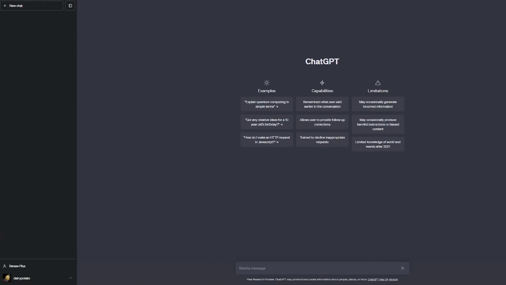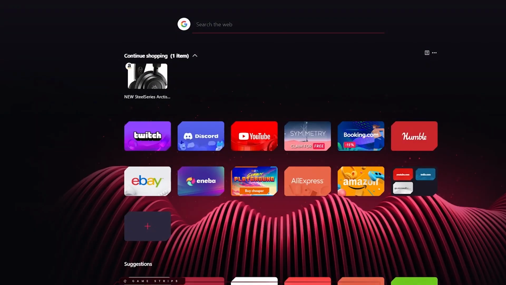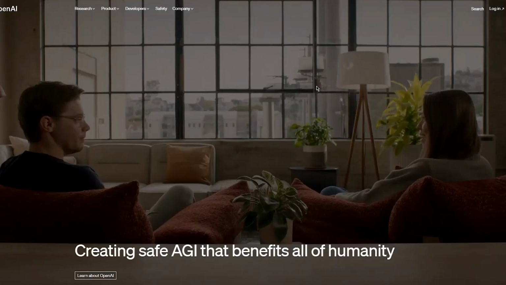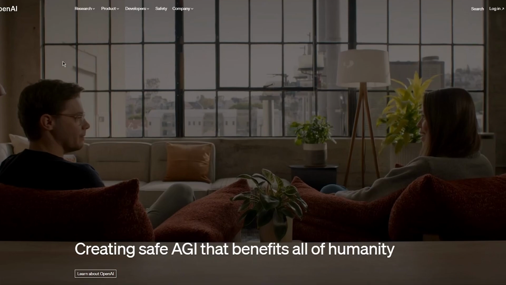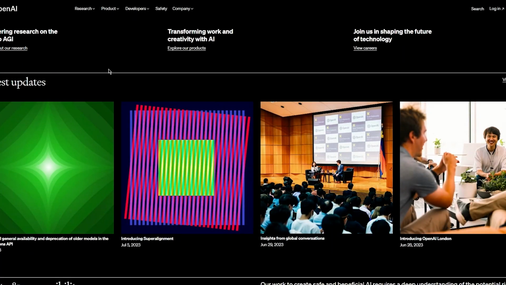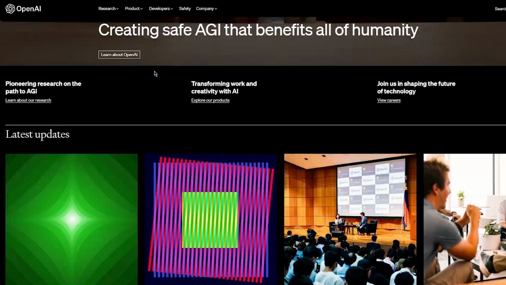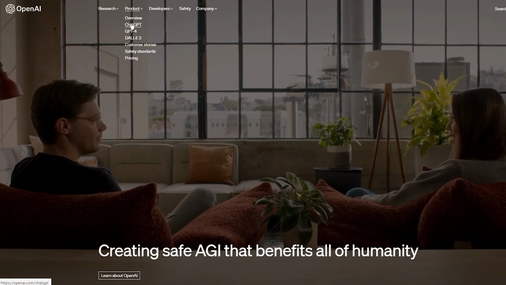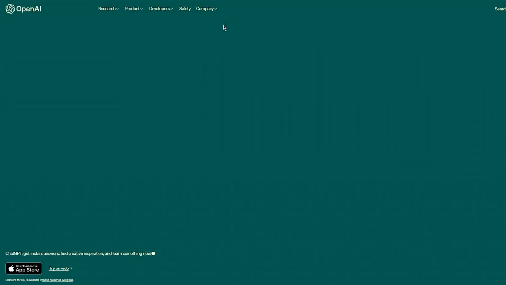Now, to start things off, let's discuss how you're going to sign up with ChatGPT. What you're going to do is go to the OpenAI main website, openai.com. So here you are in openai.com. Great company for AI. They're possibly running AI right now. Creating safe AGI that benefits all of humanity. To see their products, you're going to come up here into the product section. In here, you can see ChatGPT, GPT-4, DALL-E 2. Obviously, we want to use ChatGPT, so we're going to click on that.